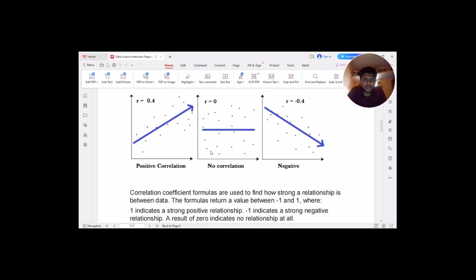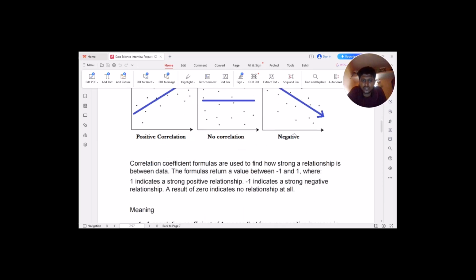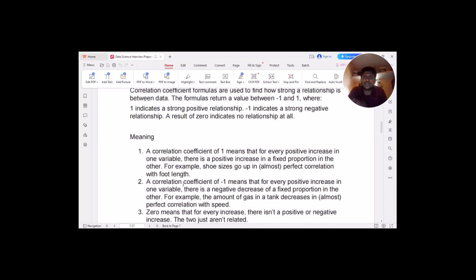There is no correlation when r is equal to 0. When there is a negative sign with the value, then it is negatively correlated. So the correlation coefficient formula finds how strong the relationship is between the data. This formula returns a value between -1 and 1, where 1 indicates a strong relationship. -1 indicates a strong negative relationship, and a result of 0 indicates that there is no relationship at all. I hope this gives you clarity.